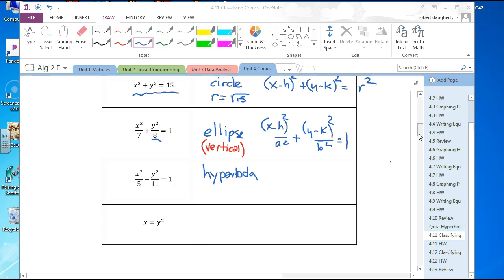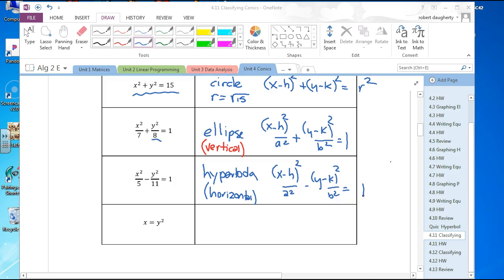Is this horizontal or vertical? Horizontal because the x is positive. Okay, so this is horizontal. So the form of the equation is x minus h squared over a squared. Here we go. So horizontal hyperbola.